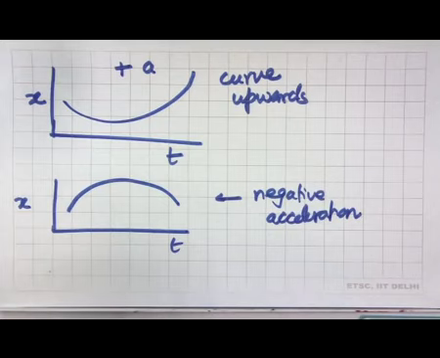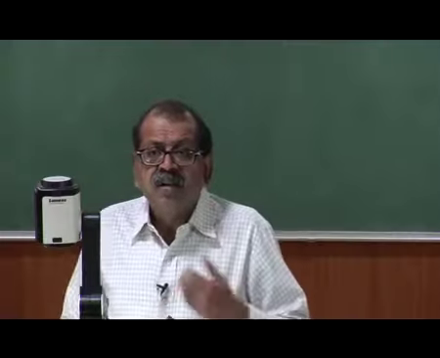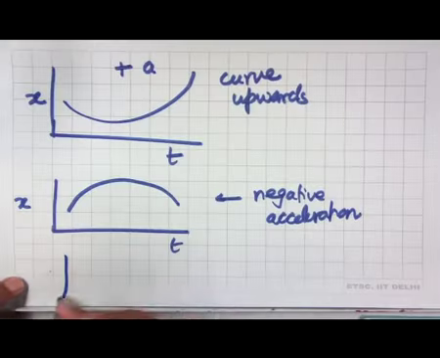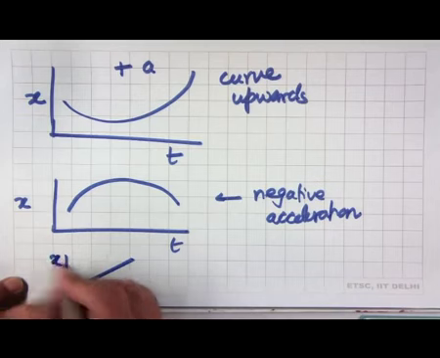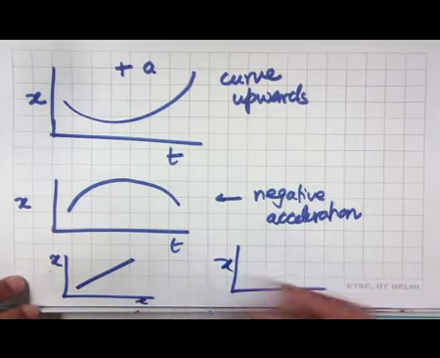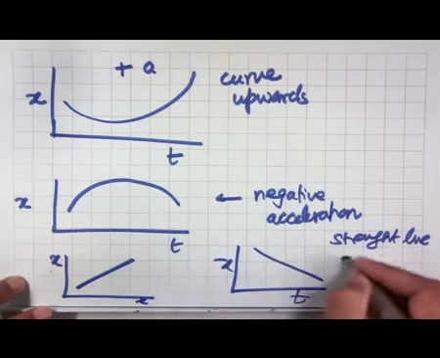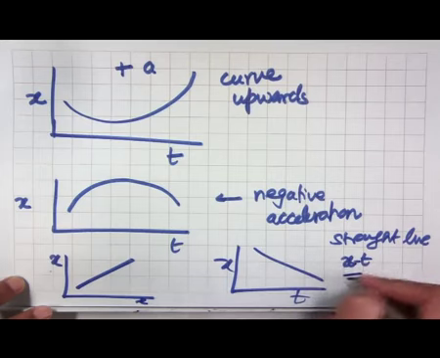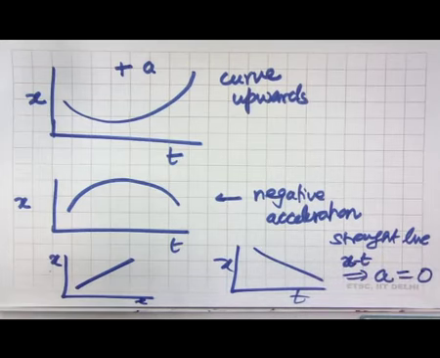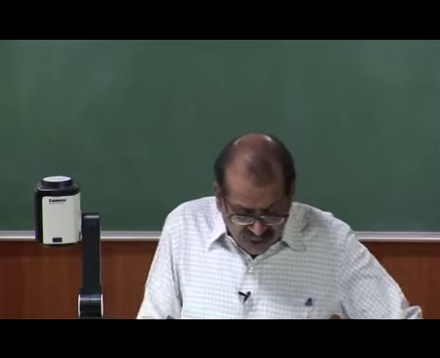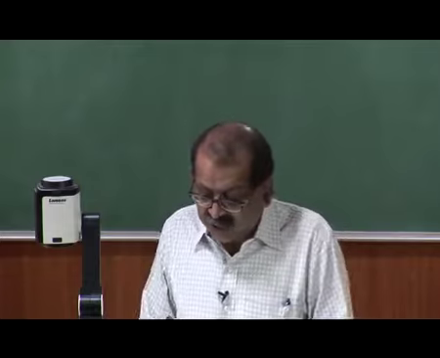And what will happen if the xt curve is a straight line? If the xt curve is a straight line, that will give us that the velocity is constant, which will mean that acceleration is 0. So, if we have the xt curve which is in the shape of a straight line, the xt curve implies 0 acceleration.